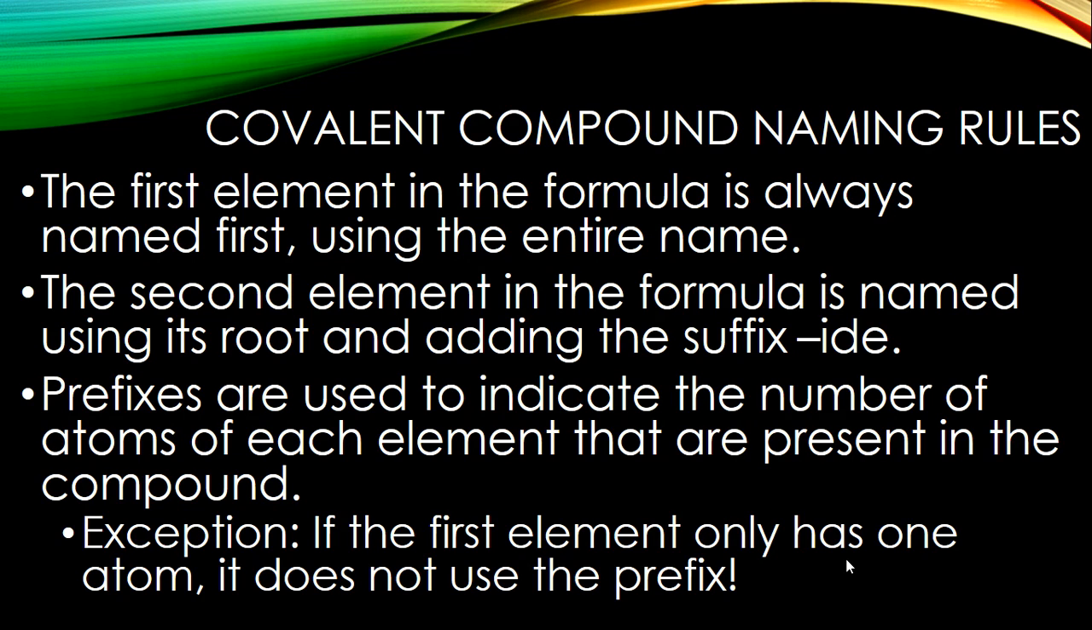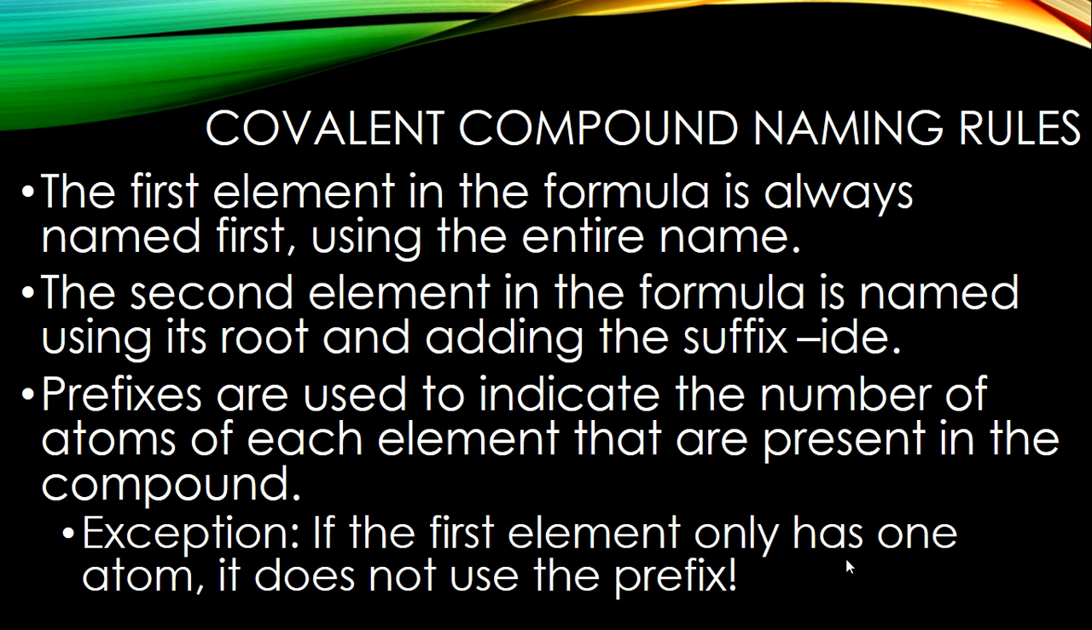So the first element in the formula is always named first. So remember, with covalent bonds, you don't have a cation and then an anion. It's just, if I'm looking at the formula, whatever is first is named first using the entire name. All right, so you don't have to switch it up with prefixes or suffixes.